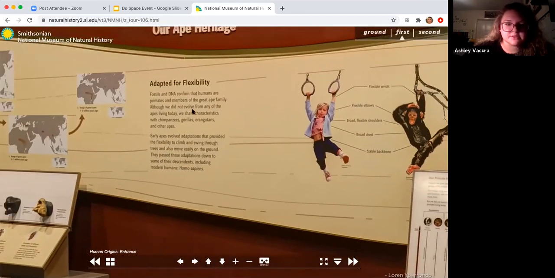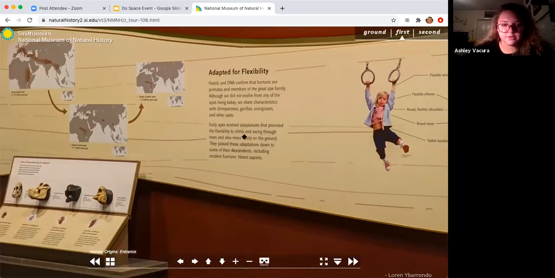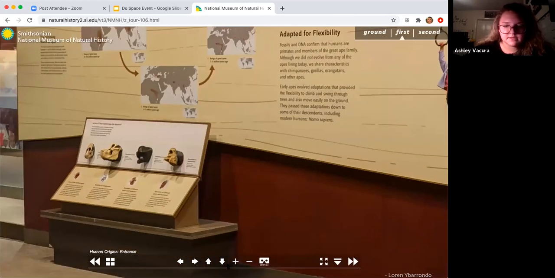We're adapted for flexibility. That humans are primates and members of the great ape family. Although we did not evolve from any of the apes living today, we share characteristics with chimpanzees, gorillas, orangutans, and other apes. Early apes evolved adaptations that provided the flexibility to climb and swing through the trees and also move easily on the ground. They passed these adaptations down to some of their descendants, including modern humans, Homo sapiens, which is what we are.